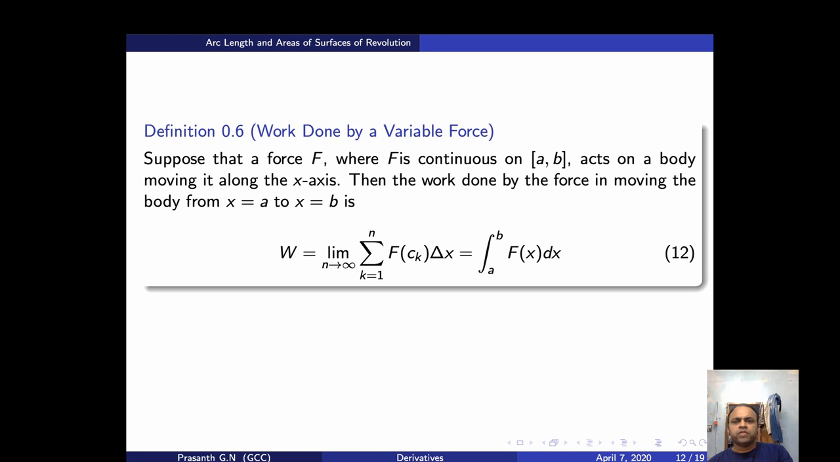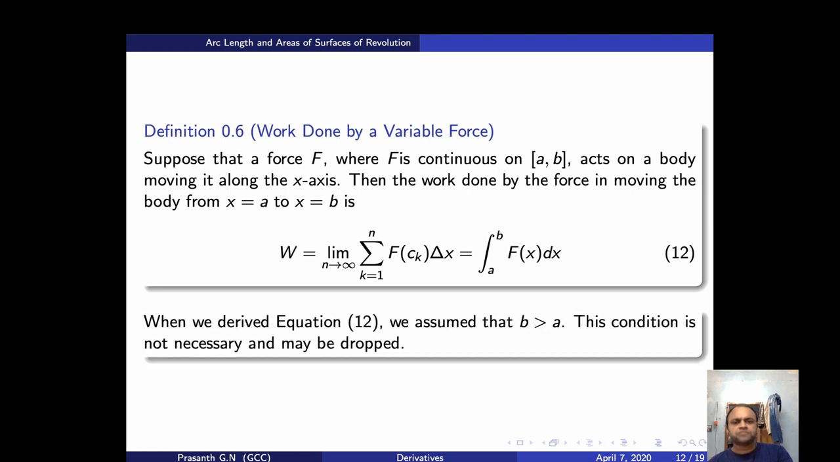Work done by a variable force. Suppose that a force f, where f is continuous on the closed interval ab, acts on a body moving along the x-axis. Then the work done by the force in moving the body from x equal to a to x equal to b is W equal to the limit as n tends to infinity of sigma k equal to 1 to n of f of ck delta x, that is, integral a to b of f of x dx.